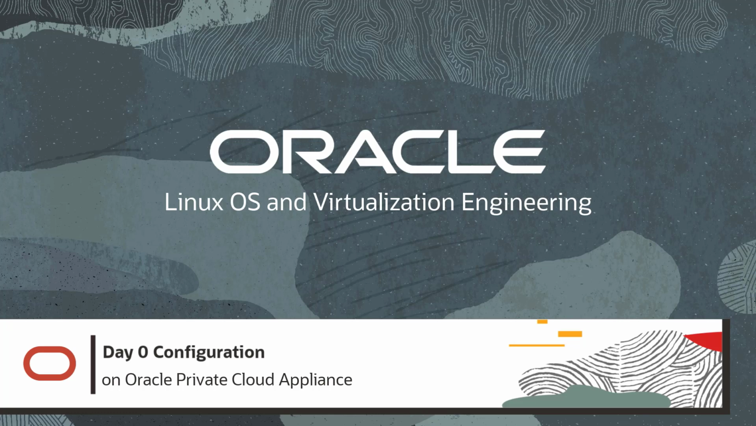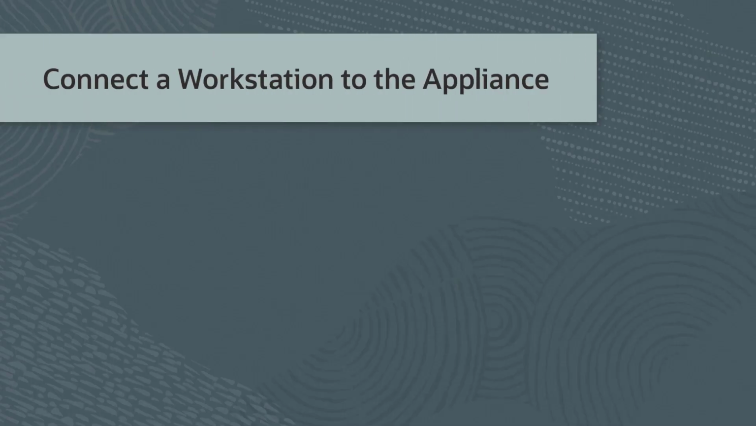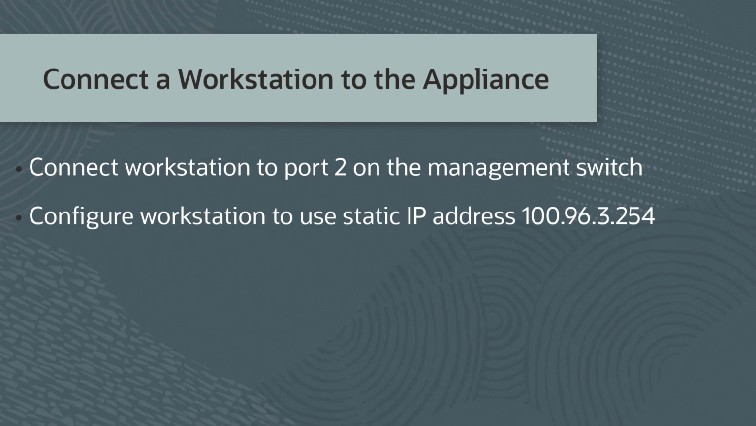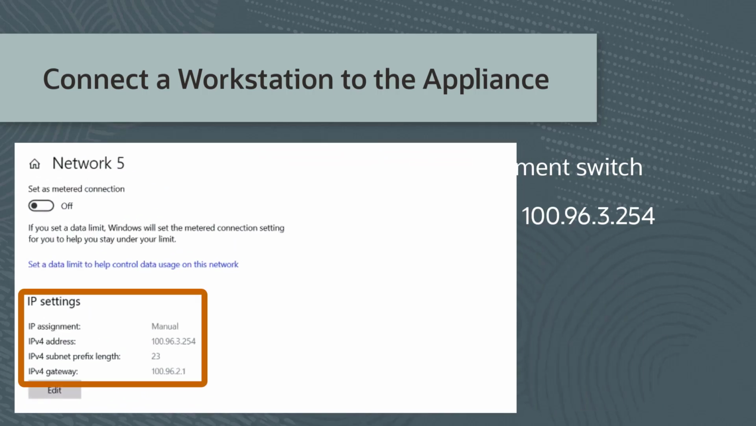In this video, I'll show you how to complete the initial day zero configuration of your Oracle Private Cloud Appliance. You first need to connect a laptop or workstation with a web browser directly to the management network using an Ethernet cable connected to port 2 on the management switch. Configure the wired network connection of the laptop to use the static IP address 100.96.3.254. Here I'm showing the network settings on my laptop.